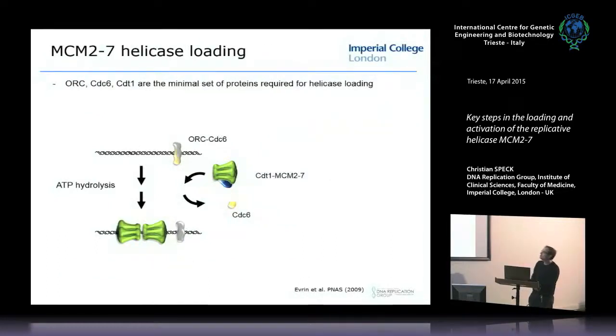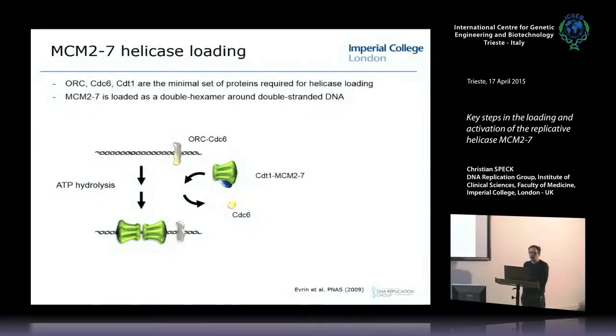All right. So this reconstitution showed us that ORC, CDC6, and CDT1 are the minimal set of proteins required for helicase loading. We could show that MCM is loaded as a double hexamer around double-stranded DNA, and that was also surprising because in bacteria, you load the helicase, DnaB helicase, as a hexamer on single-stranded DNA, whereas in eukaryotes, you load it as a double hexamer on double-stranded DNA. So that's massively different. If you have a helicase that has a job to unwind the DNA sitting on top of double-stranded DNA, you'll kind of say, well, what kind of helicase is that? How will that do anything good, right? And I will be coming to that in a minute.